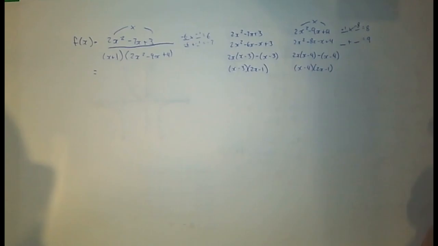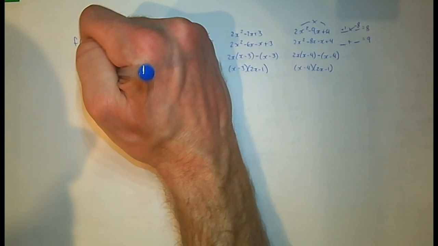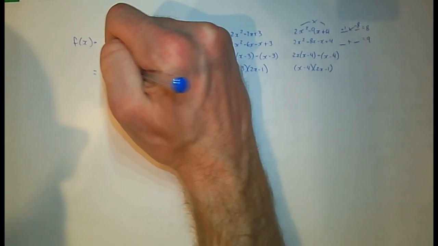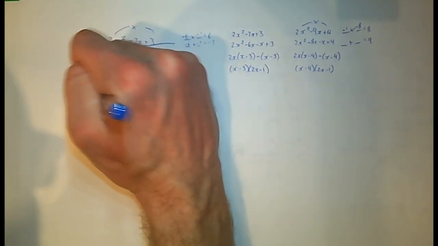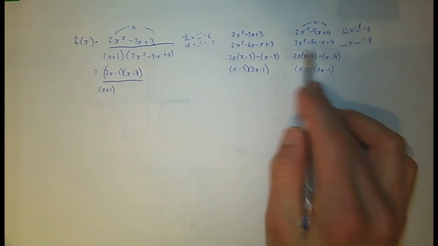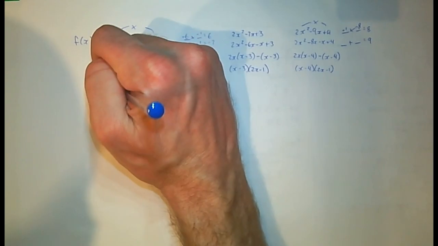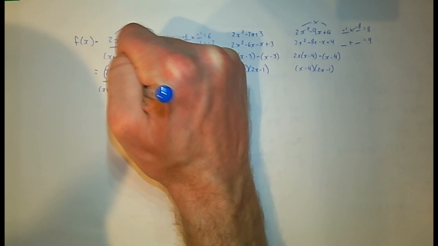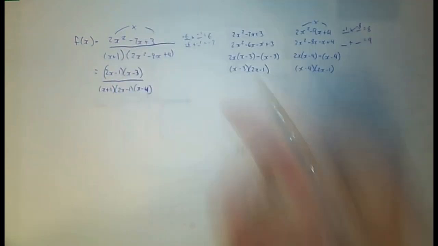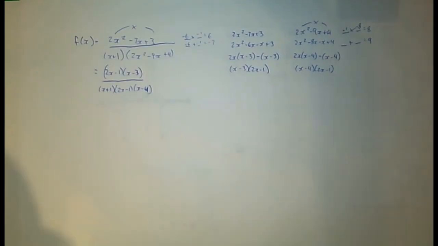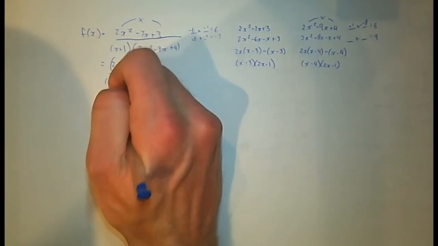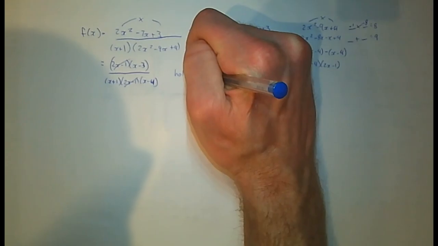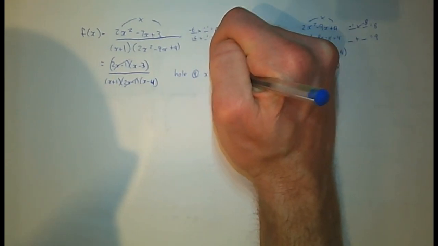Fantastic. Okay, so let's rewrite the factored form of our rational function. I have in the numerator 2x minus 1 times x minus 3, and in the denominator, I have that x plus 1 that was not considered in our factoring process, because why would we? And the other two factors, which are 2x minus 1 times x minus 4. Okay, there we go. So now we can see that the 2x minus 1s cancel out, which tells us there's a hole at x equals positive 1/2.